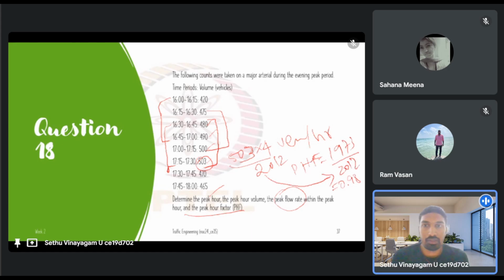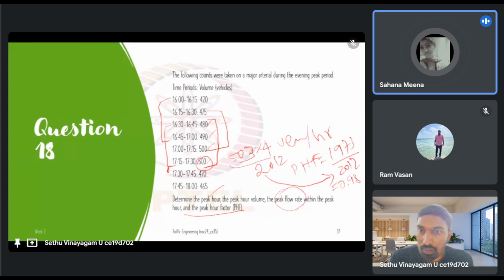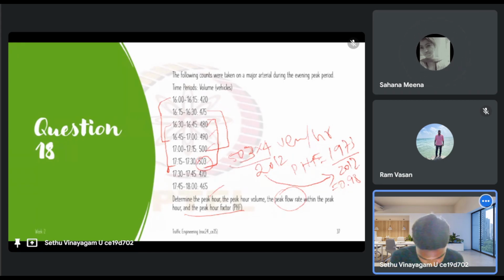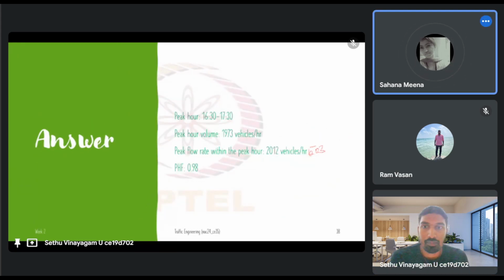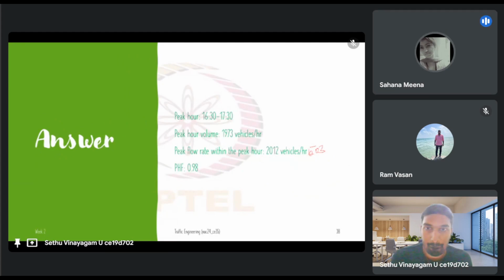Okay, any doubts, any questions? So we have come to the end of this session. Last slide, sir. What is the answer? That slide alone can be shown. Yeah, so peak hour is 4:30 to 5:30. Peak hour volume 1973. Peak flow rate 2012. And peak hour factor is 0.98.